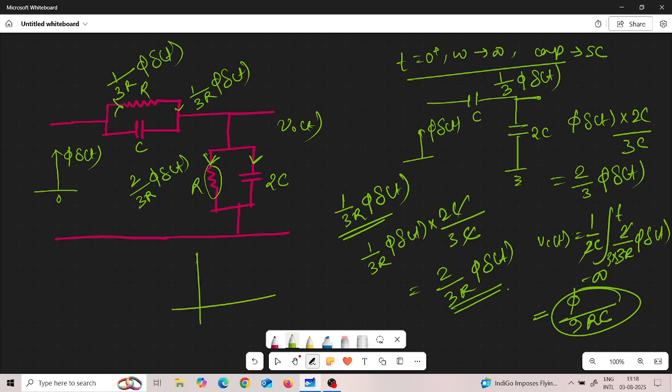So initially 2/3 of Φδ(t), an impulse of voltage, is present across the capacitor, then it changes to Φ by 9RC, then it gradually discharges and eventually becomes 0. Okay, so this is all. I will discuss the frequency response part of this later. So thank you.